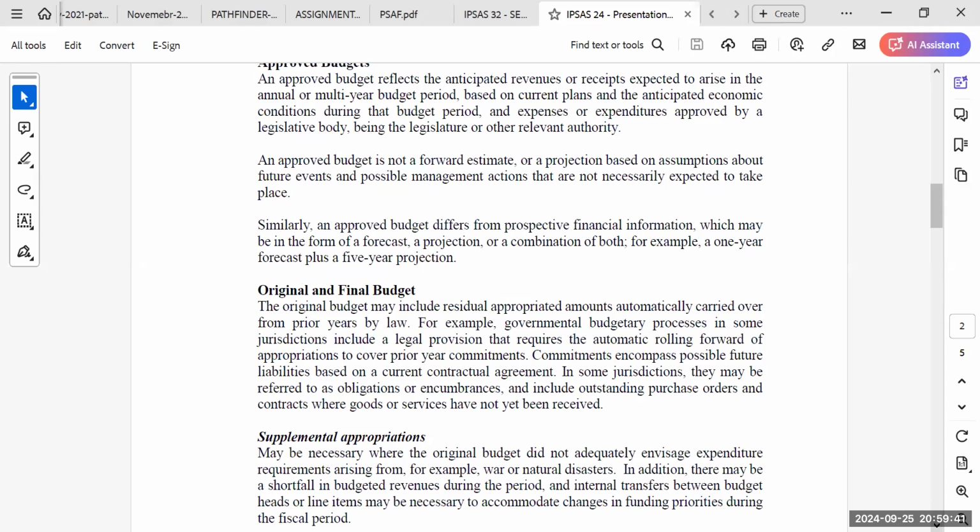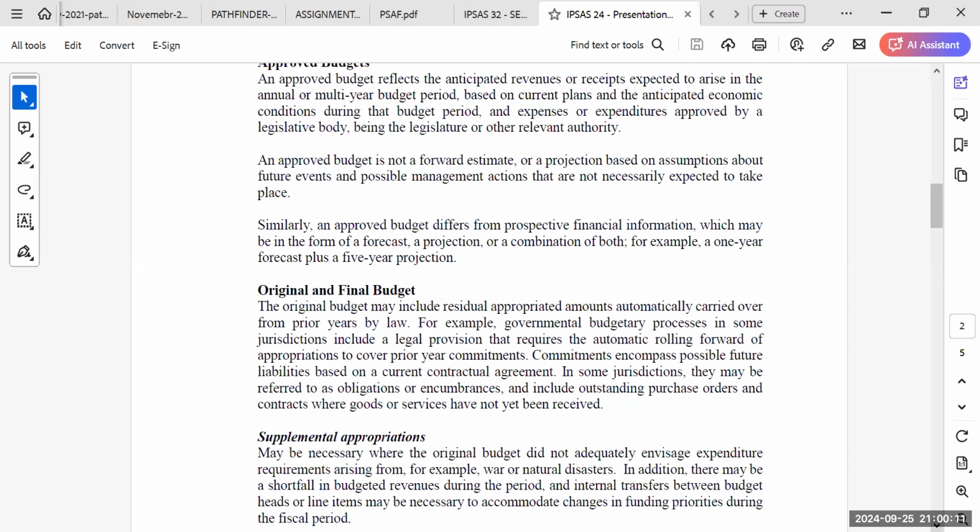You can make a commitment with a supplier to supply 10 bags of cement for you, but you are yet to receive the cement, so you are yet to pay. That commitment has been made in the previous year before the year end. They can say that keep that amount and be able to pay that particular commitment in the subsequent year. So the commitment encompasses future obligations. In some jurisdictions, they may even refer to them as obligations or encumbrances.